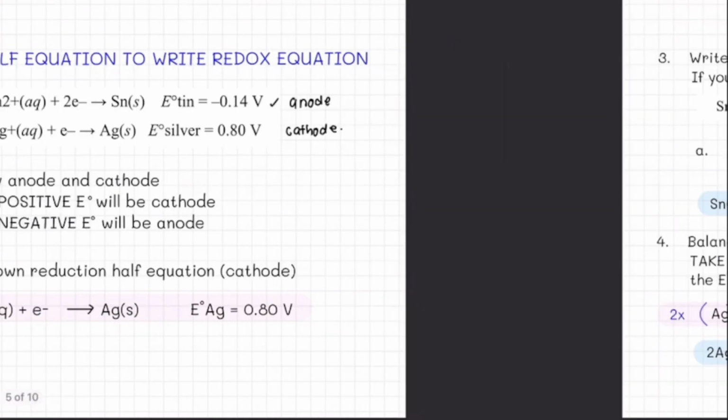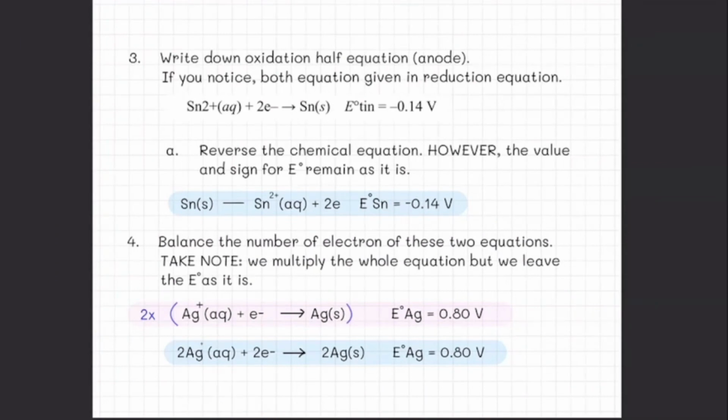Now we look at step 3. Write down the oxidation half equation. So now we know that tin undergoes oxidation, but the equation shows it the other way around. So we need to adjust the equation. If you notice, both equations are given as reduction equations, therefore first we need to reverse the equation. It says here, reverse the chemical equation. However, the value and sign for E naught remain.